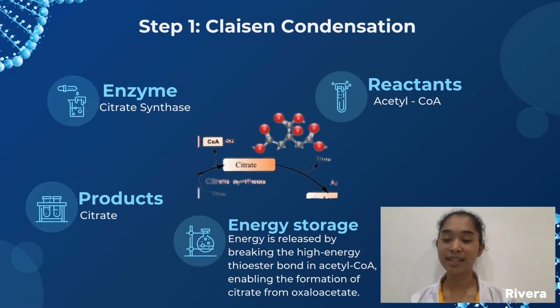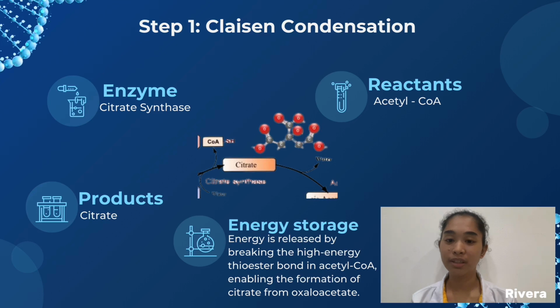So step 1 is citrate condensation. The condensation occurs in the beginning phases of the Krebs cycle. This step involves the combining of 2 molecules, acetyl-CoA, which has 2 carbon atoms, and oxaloacetate, which has 4 carbon atoms. Together, they produce citrate, a new 6-carbon chemical. Citrate synthase is an enzyme that helps with this process.